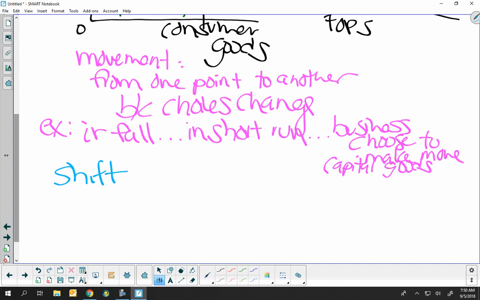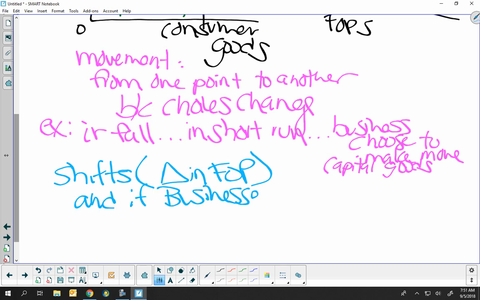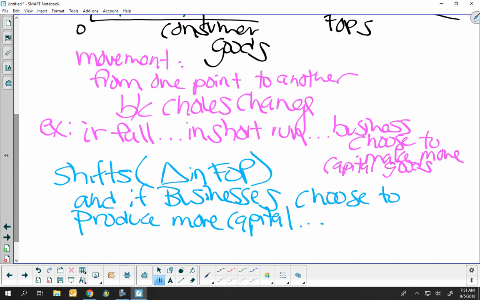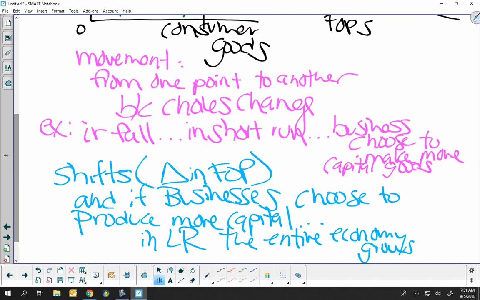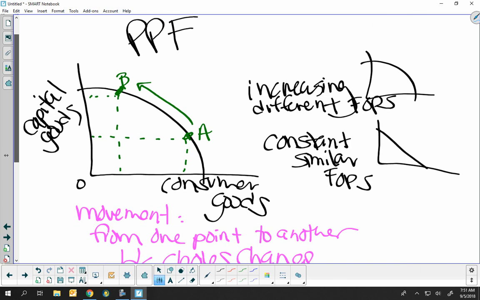The FOPs, the things that shift the PPF curve, are a change of land, labor, capital, and entrepreneurship. So shifters, or shifts, happen with a change in the factors of production. And if businesses choose, like they did before, to produce more capital, in the long run, the entire economy grows. So A to B is a movement, but that caused a shift going from B to, like, B doesn't matter where you are, just C, shift outwards.